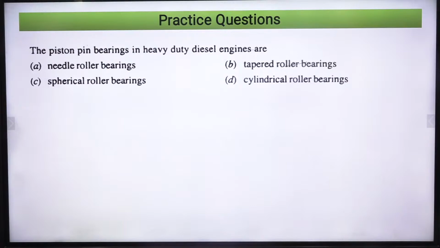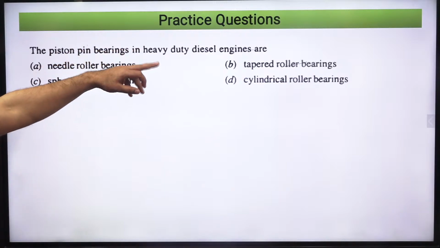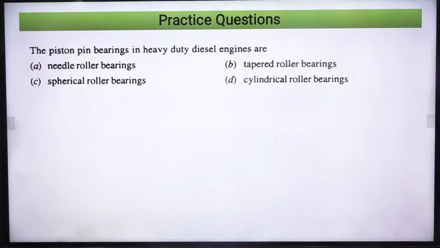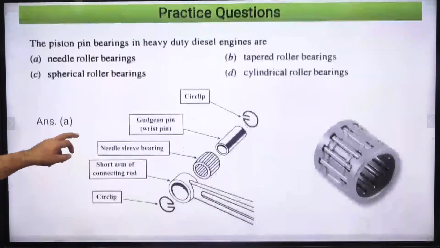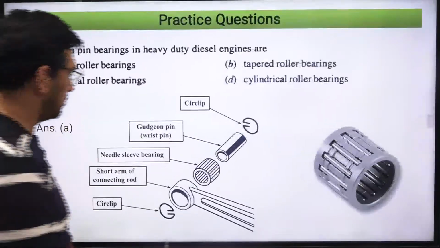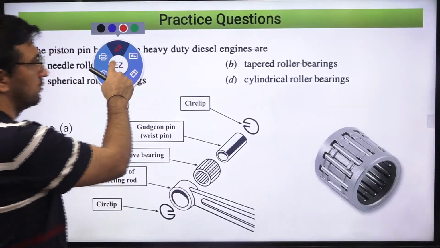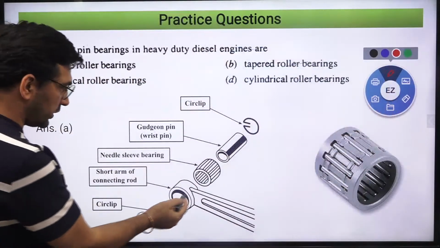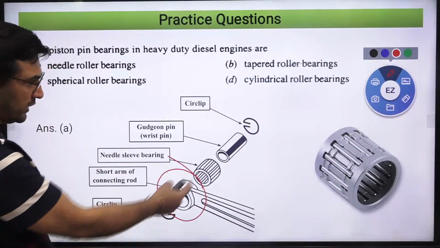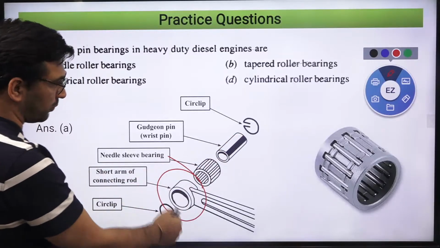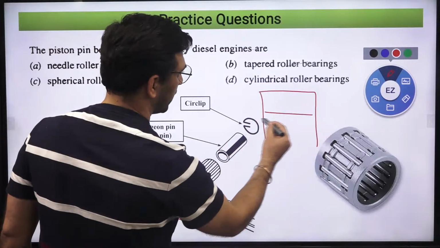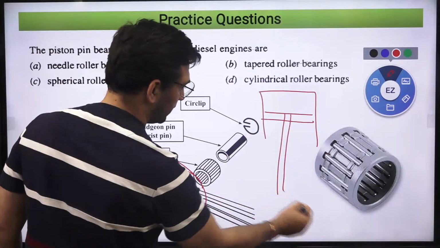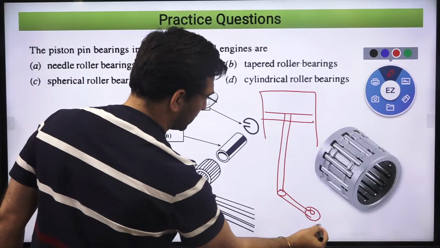Now I think similar kind of questions we did somewhere else also, but piston pin bearings in heavy duty diesel engines are. For that you need to have the idea of piston pin bearings. Basically, where is the location of the piston pin? So this is the connecting rod, and this is the piston side where you are attaching it to the pin. This one is the piston. Here you are having the pin, here the connecting rod, and then down there you are having the crankshaft.